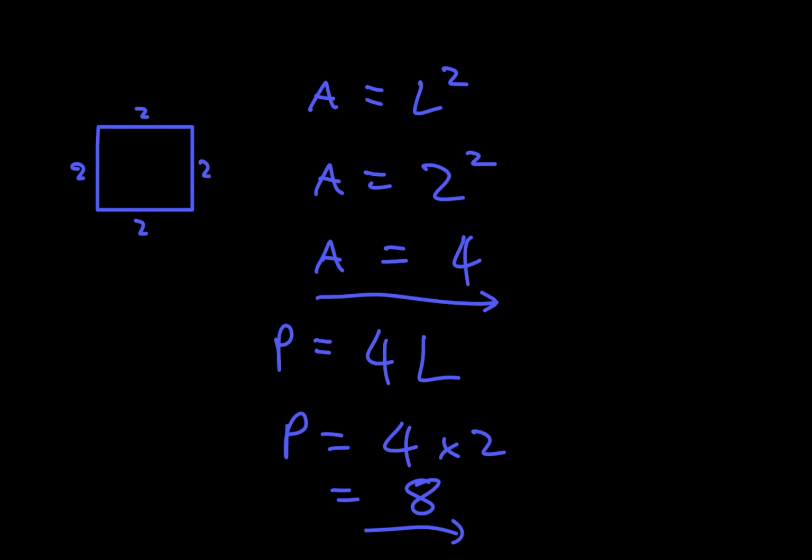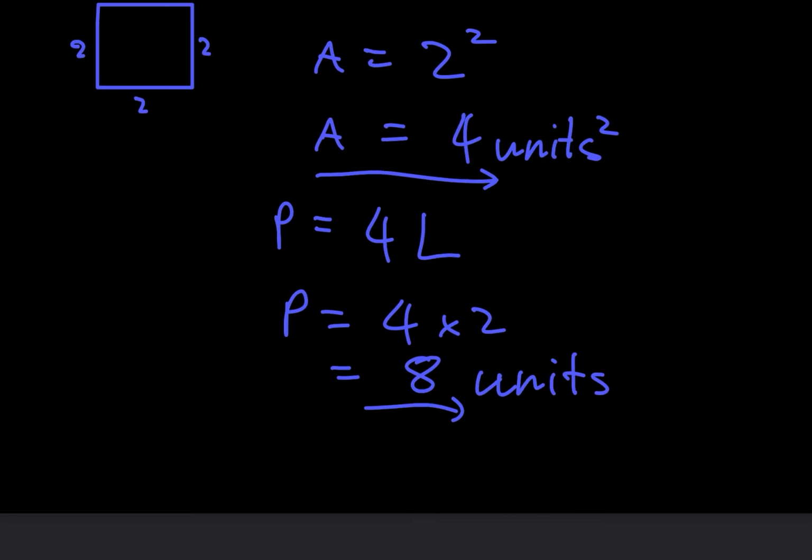And now, because these are all values, you mustn't forget to say units squared for area, and units for perimeter. And now you can replace units with whatever the unit of measure is. Maybe that's centimeters, maybe that's meters, maybe that's millimeters, kilometers, whatever it is. You replace the units with what the unit of measure actually is. So we'll do one more example.